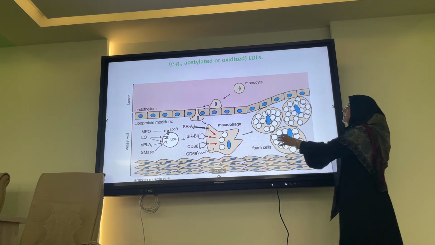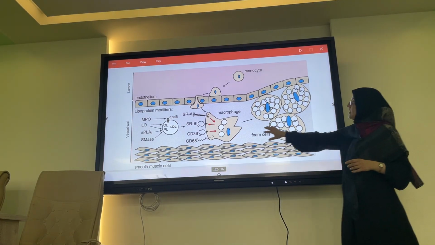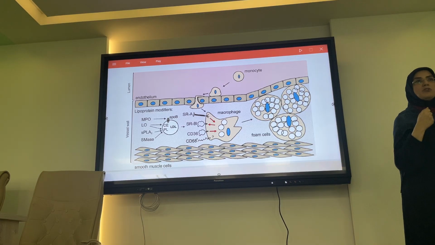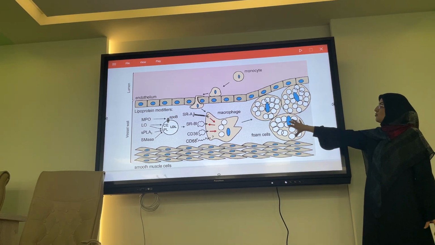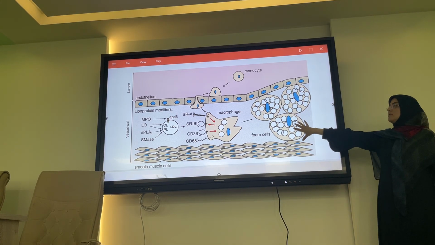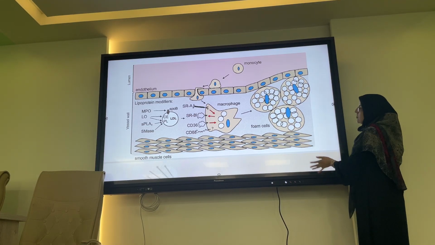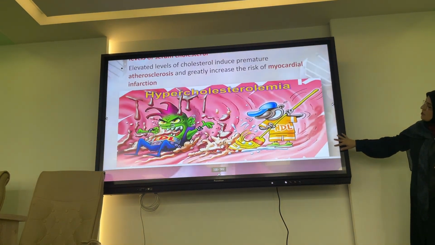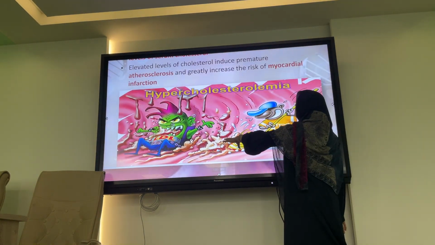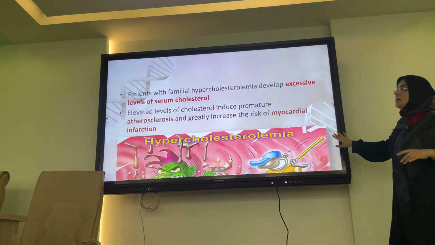Also, we have some types of modified LDL receptors on monocytes that engulf cholesterol and become full of lipid, full of cholesterol. Their cytoplasm becomes bubbly, becomes foamy. These histiocytes, these macrophages, go and deposit inside the vessels. And this will cause atherosclerosis, which will increase the chance of myocardial infarction.